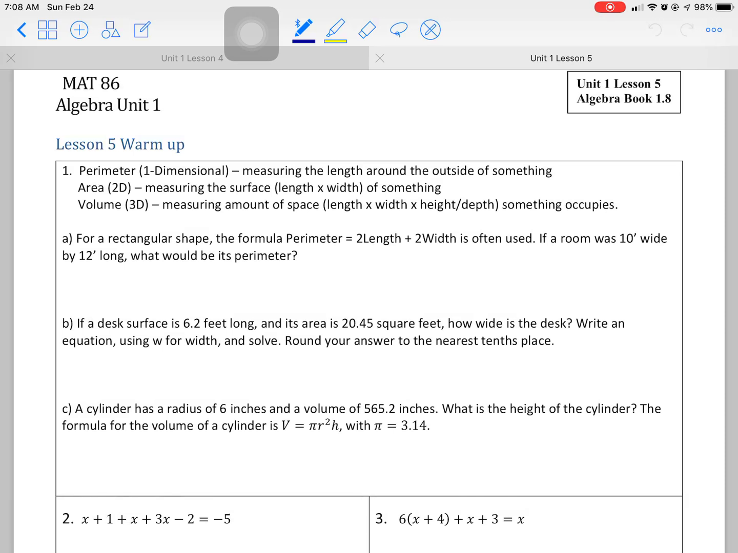Something occupies. So for a rectangular shape, 2 lengths plus 2 widths is often used. If the room was 10 feet wide and 12 feet long, what would its perimeter be? So P equals 2 L's, which was 12, plus 2 W's, which was 10. Order of operations says multiply these first, so these would be 24 plus 20. So P would equal, combining like terms, 44 feet.